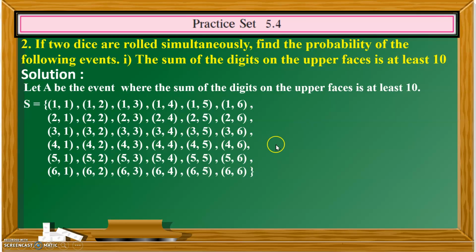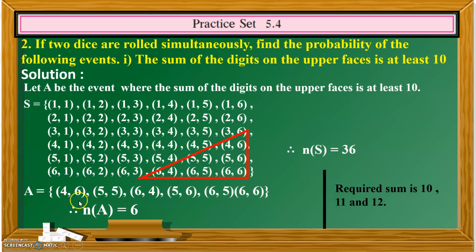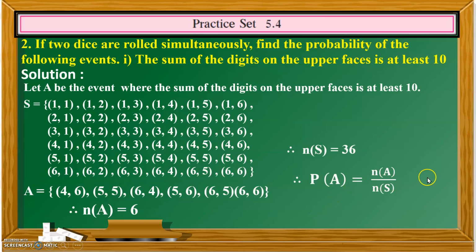So let's write the sample space. At least 10 means what will be the sum? The required sum will be 10, 11 and 12. We have seen this earlier. So these will be the sample points that we have to take in our event A. So event A will be this. Now we have to find the probability. The sum is not yet over. So let's write P of A is equal to N of A upon N of S equal to 6 upon 36. And when you reduce it, you'll get 1 upon 6.